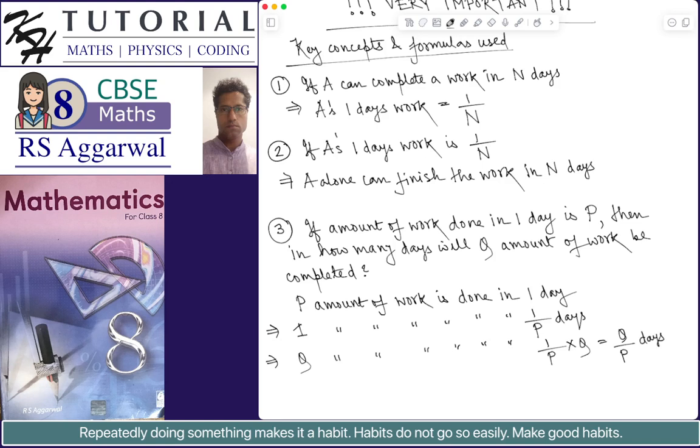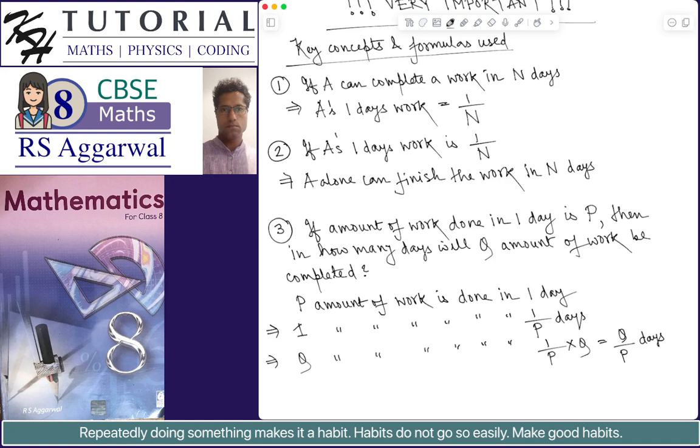Now if you can remember this formula, the answer is Q by P, it is fine. But otherwise you can always go by the fundamental concept, that is using the unitary method. So in any problem, if you know that the amount of work done in one day is P and you are asked how many days it will take to complete Q amount of work, then the answer will be Q by P. Remember that P is the amount of work done in one day. So this is another concept that will be used frequently in solving the problems.